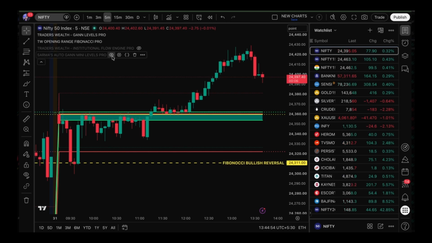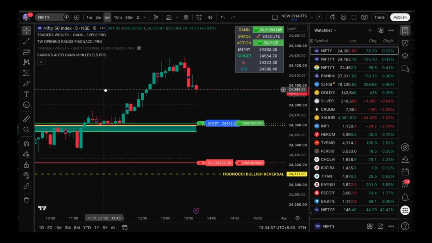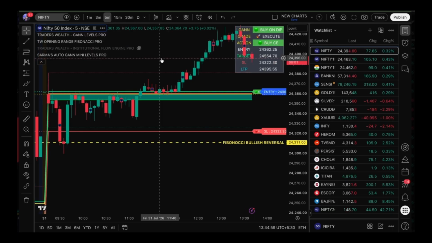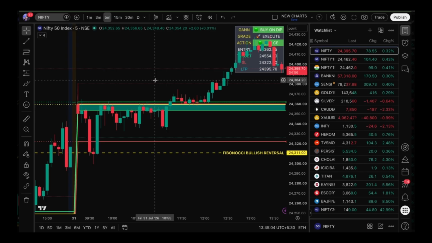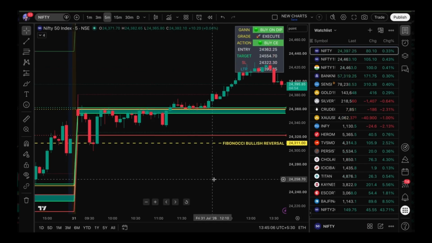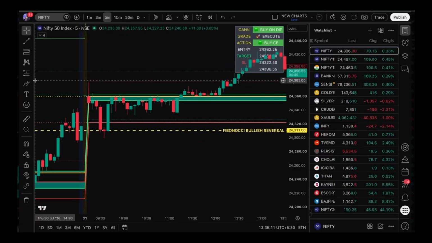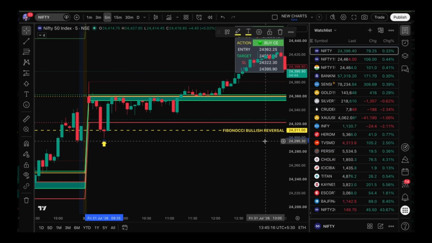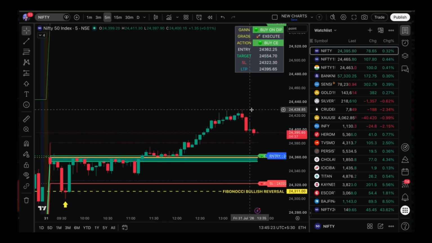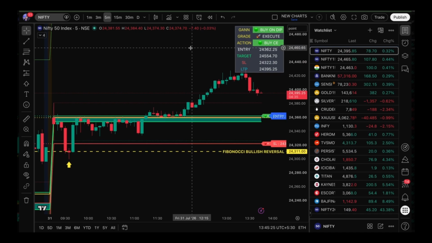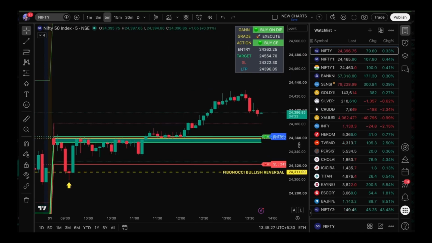You can see that. Let me also show the levels that are here. Entry and targets are also given. Now you can see exactly from the chart and the table that the Fibonacci reversal was at 24,311, and Nifty reversed exactly at 9:35. This is the reversal at 24,311. From 24,311 it went up to 24,428. So this is how my reversal works.